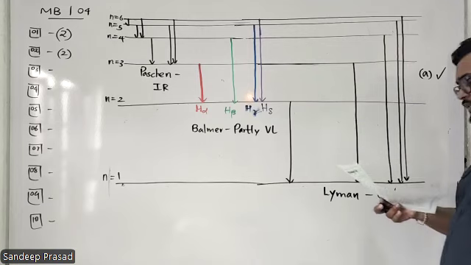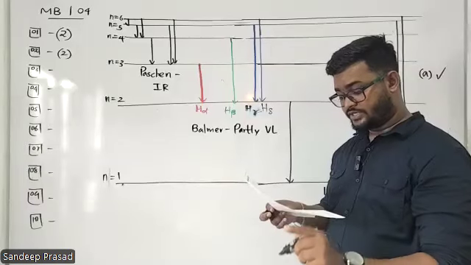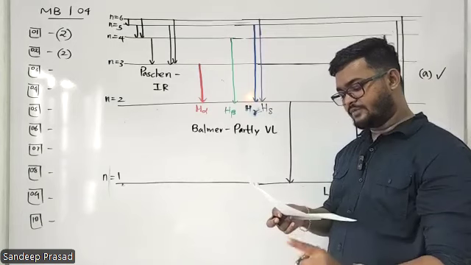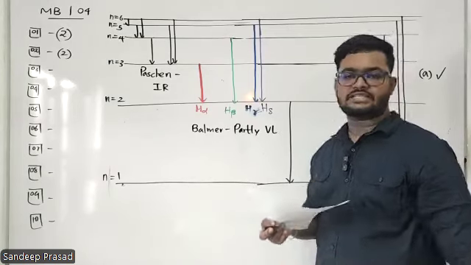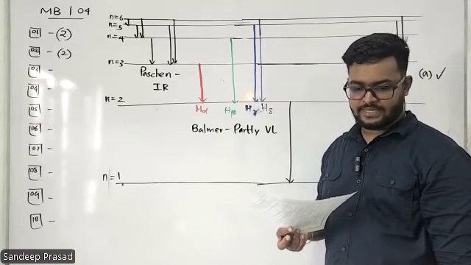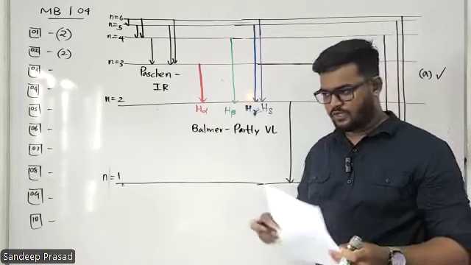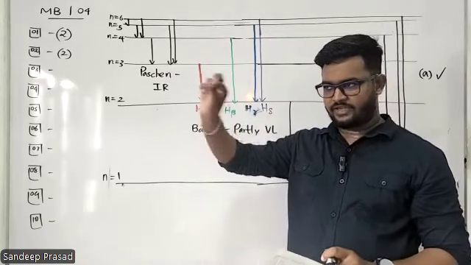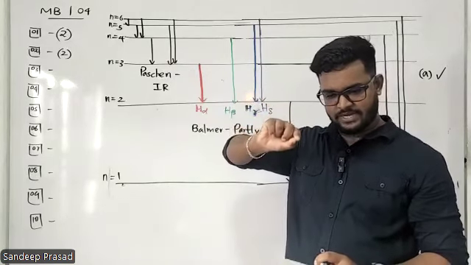The energy difference between N equal alpha and N equal 1 is the, sorry students, it should be N equal infinity, okay? The energy difference between N equal infinity and N equal 1 is the first ionization energy. Is that correct? Remember, first ionization energy means the electron is removed from the first principal energy level. Hydrogen has only one electron.